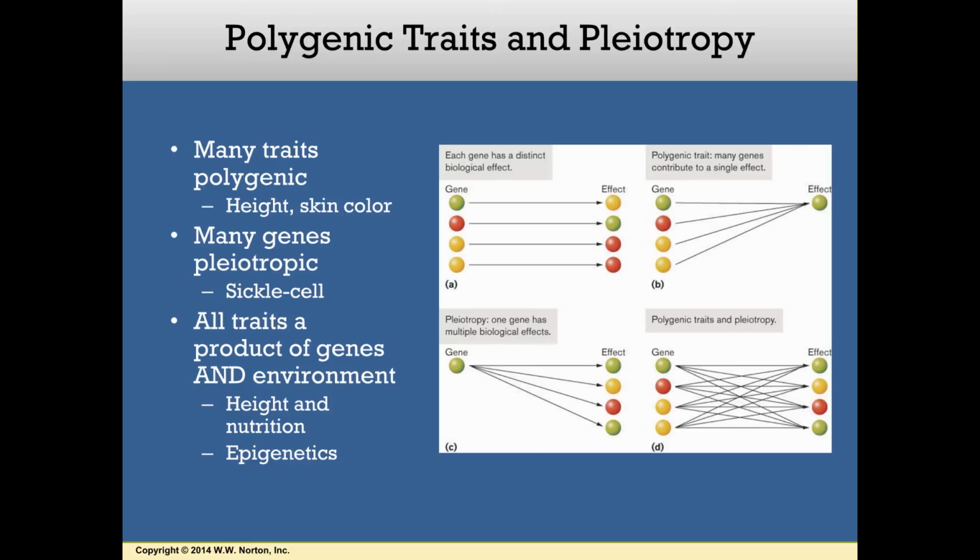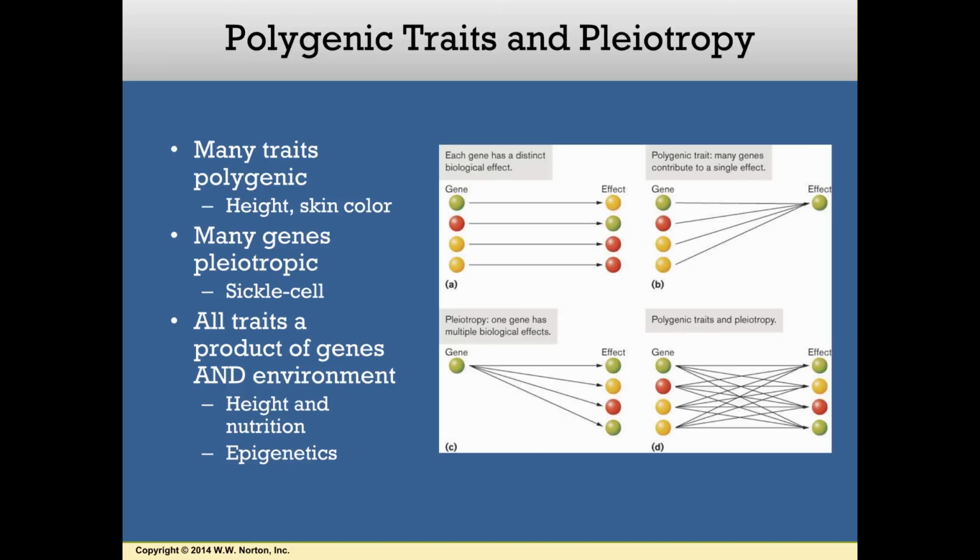The sickle cell gene, for instance, influences both the individual's ability to combat malaria and the ability to transport oxygen throughout the body. It turns out that most traits are polygenic and most genes are pleiotropic, modeled here at the bottom right, making genetics a fascinating if quite complicated science.